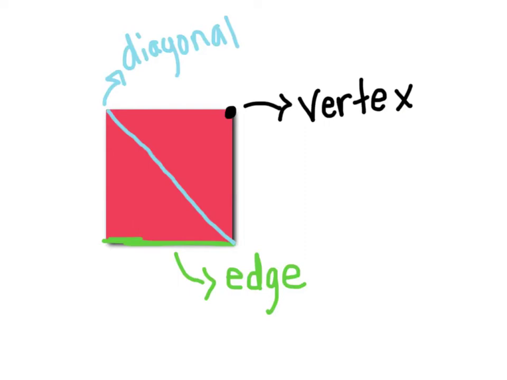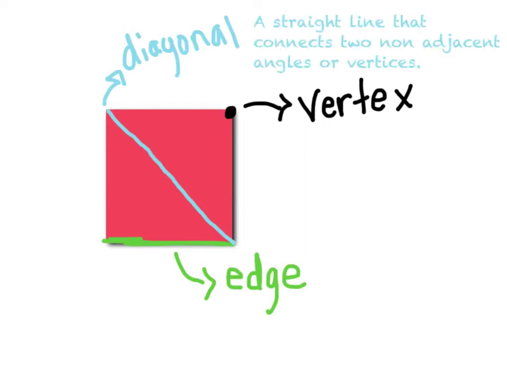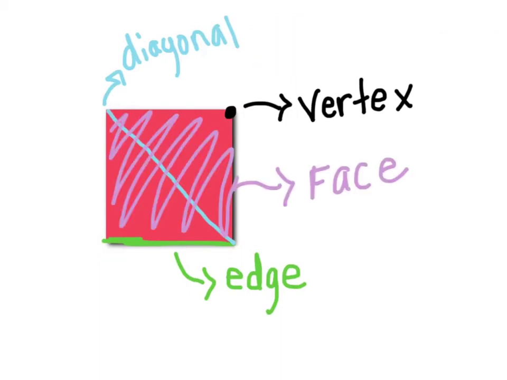A diagonal is a straight line that connects 2 non-adjacent angles or vertices. Now, if you remember what adjacent means, it's right next to each other. So this point here and this point here would be adjacent. So they want to connect 2 non-adjacent angles or vertices. So ones that are not right next to each other would be this way, and this way are our diagonals. The face of a figure, this we really talk about when we're using 3-dimensional figures.